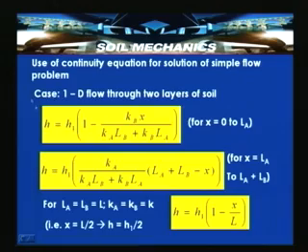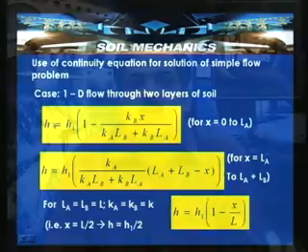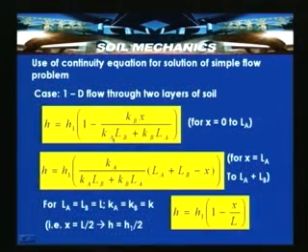With this, if you simplify and substitute in the previous expression we derived, we get one dimensional flow through two layers of soils. For x is equal to 0 to La, we get H is equal to H1 into (1 minus Kb x by (Ka Lb plus Kb La)). Similarly, for x is equal to La to x is equal to La plus Lb, H is equal to H1 into Ka by (Ka Lb plus Kb La) into (La plus Lb minus x).